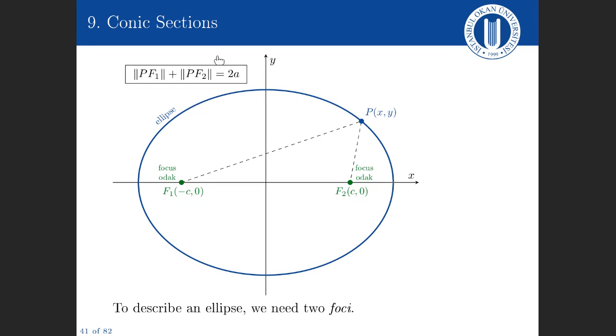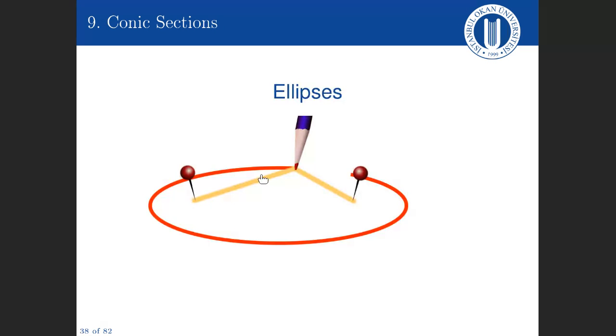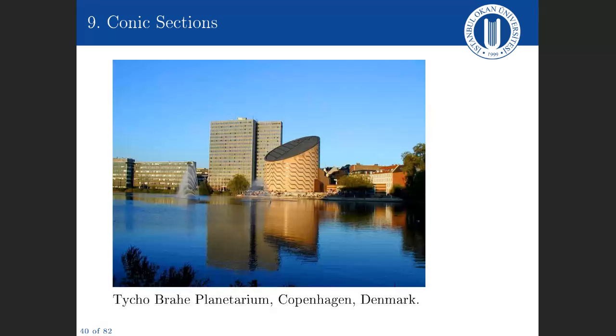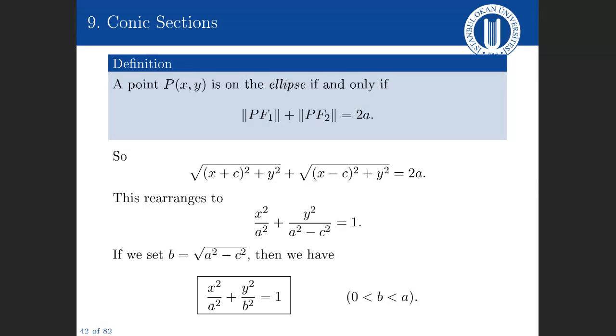And the rule for an ellipse, and that comes from this picture, because the string is always of the same length, is that the sum of these 2 distances must be a constant. And for the constant, we use 2a, as you will see why later. We use this as the definition. A point (x, y) is on the ellipse if and only if the distance from P to F1 plus the distance from P to F2 is always the number 2a.